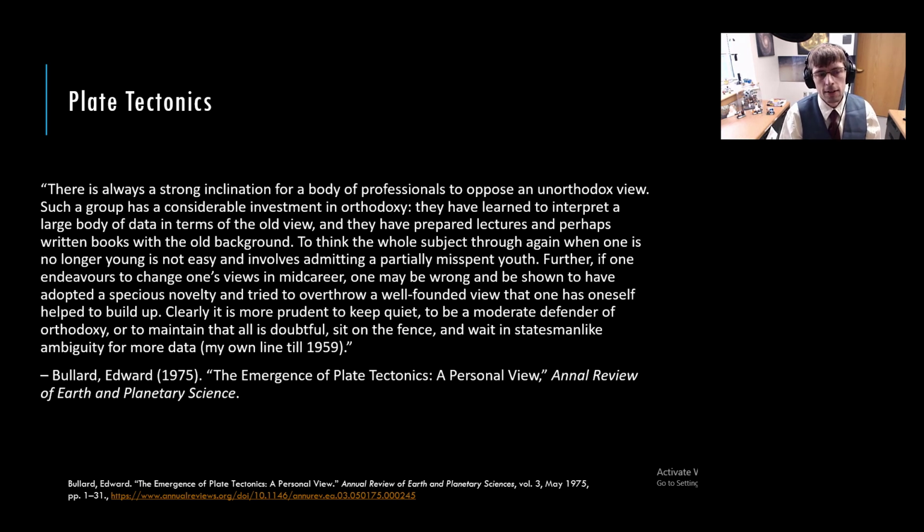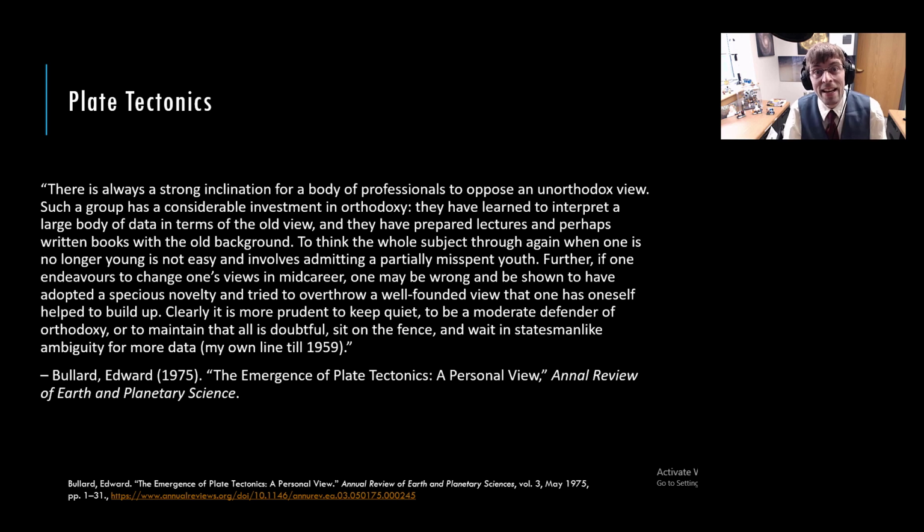Clearly, it is more prudent to keep quiet, to be a moderate defender of orthodoxy, or to maintain that all is doubtful, sit on the fence, and wait in statesman-like ambiguity for more data. Parenthesis, my own line until 1959. Okay. Now this came from Edward Bullard, and he was the one to first introduce this idea of plate tectonics.